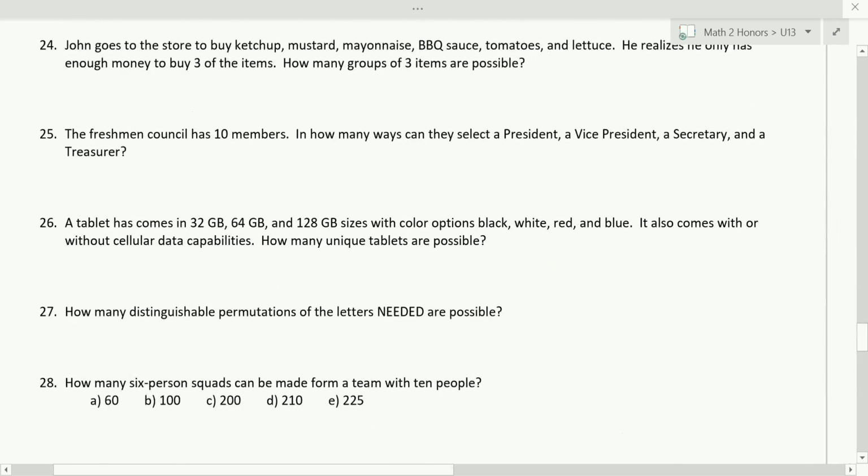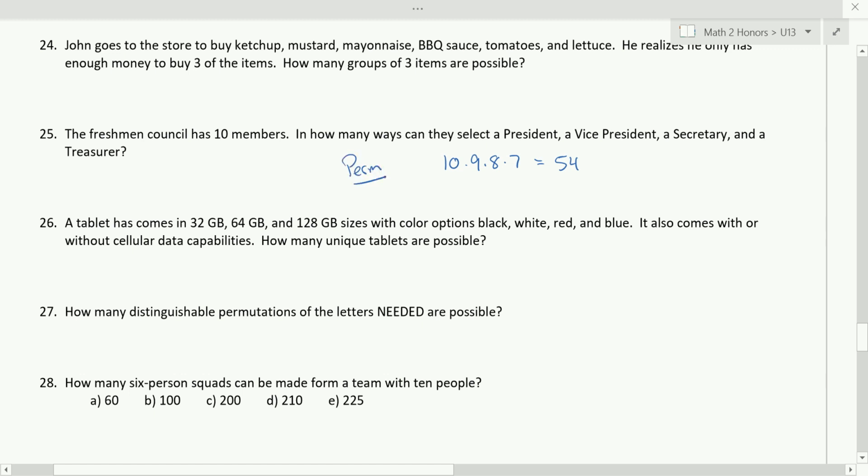The freshman council has 10 members. In how many ways can they select president, vice president, secretary, and treasurer? Who can help me with this one? Number 25. Does the order matter here? It does, because whoever you pick first is president, right? So order matters here, so it's a permutation. So that's it right there. What's the answer? So this is a permutation.